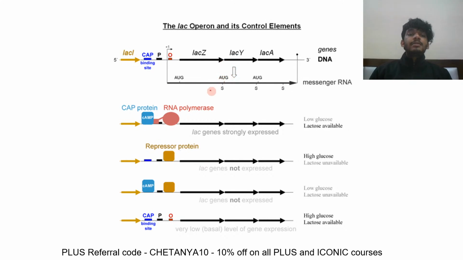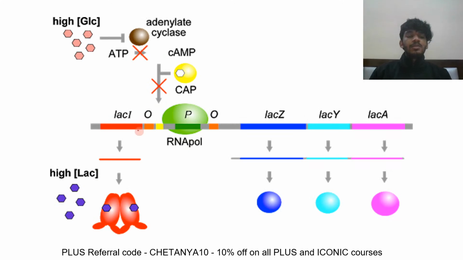So the first thing is when there is low glucose and lactose is available. Let me show you what happens when there is high glucose. When there is high glucose, there is high inhibition of the enzyme called adenylate cyclase. If this enzyme is inhibited, there is less production of cAMP, right? And if cAMP is not being formed, then catabolite activator protein does not bind to the CAP site, and if it does not bind to the CAP site, there is no positive feedback for the RNA polymerase to bind here. So there is no transcription.